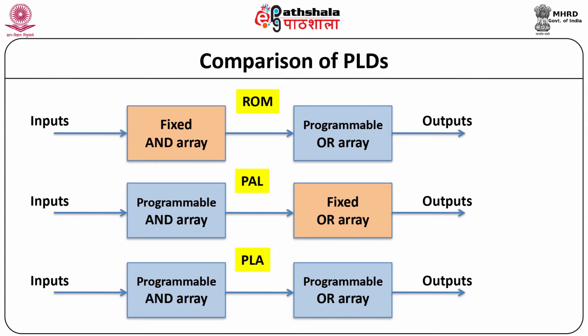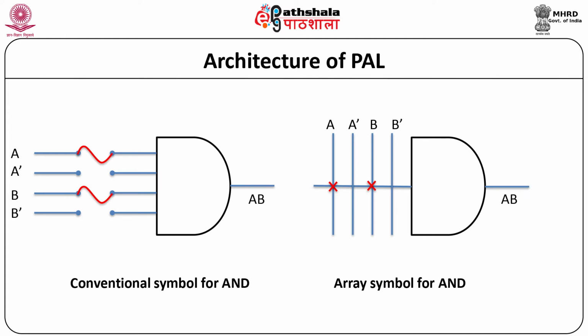This will generate outputs with a programmable number of product terms per OR gate. Each output contains the sum of selected product terms. The user can program or decide which product terms can be selected to generate the desired output. In the PAL architecture, an AND array is used.